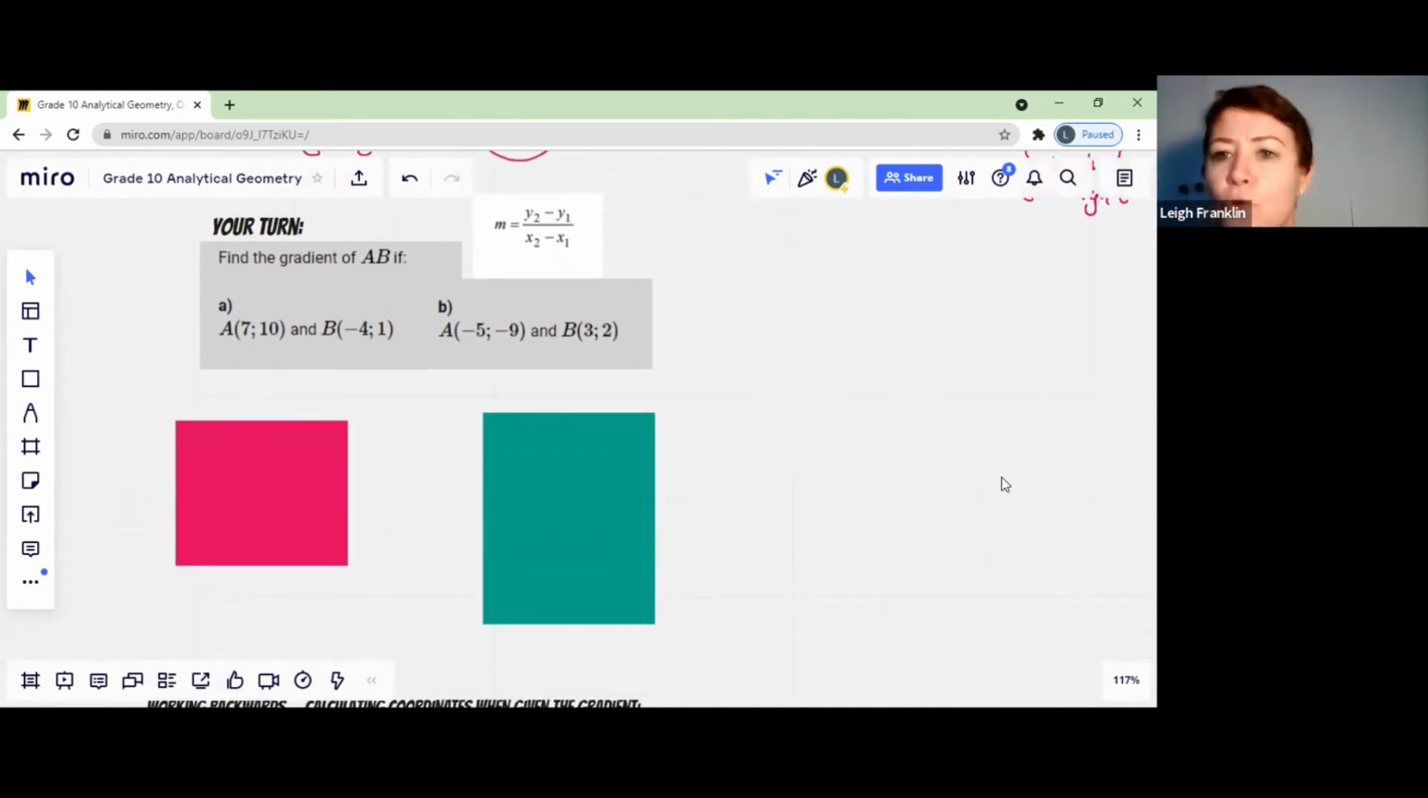Okay, your turn. I'm going to give you 4 minutes and let's see if you can work out the pink, and if you finish with the pink you can try and do the blue as well.